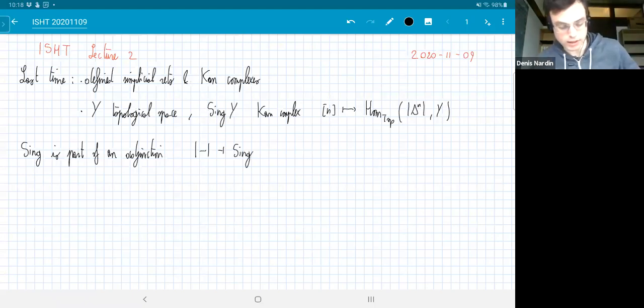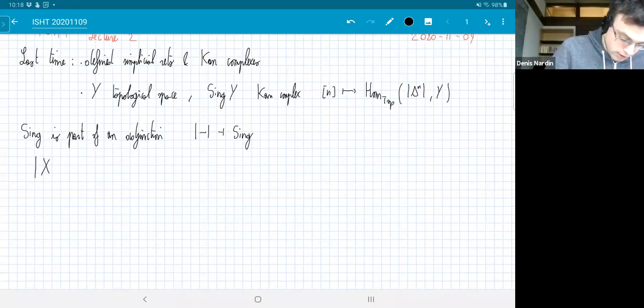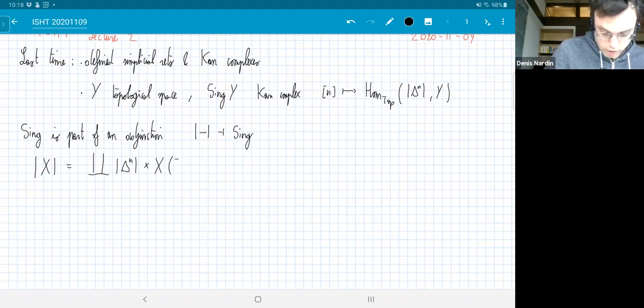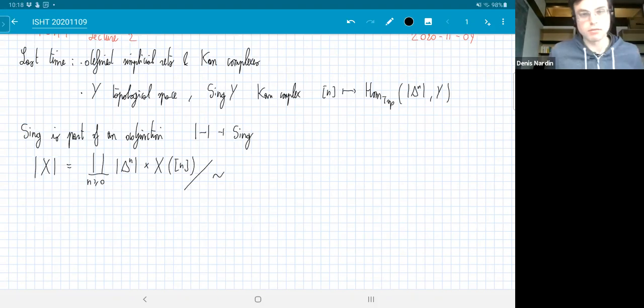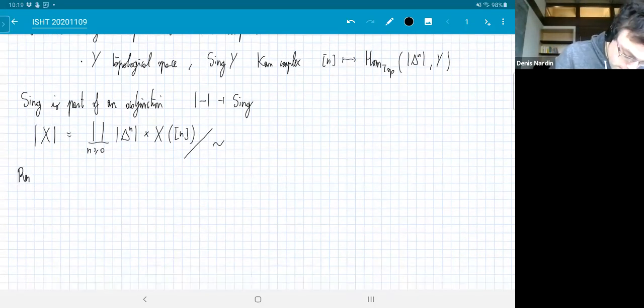And actually, let me spell it out a little bit more than what we did last time. So remember, the geometric realization of a simplicial set X is essentially gluing one topological n-simplex for every n-simplex of X modulo a certain equivalence relation. The simplicial structure maps control the gluing. So let me put a few remarks about this. Remark one is that this is always a CW complex.